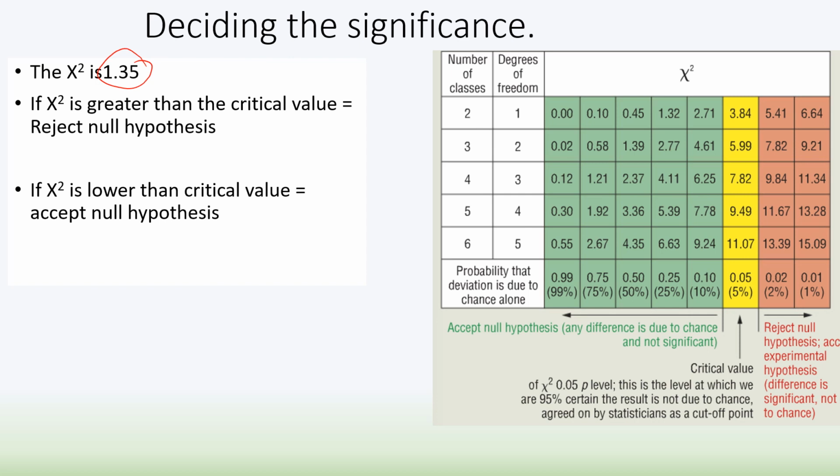Now what I do here is look for a critical value at 5%, which means we're 95% certain our data is correct. If my number is lower than these critical values, I can accept this data. I had 4 different groups, my 4 different categories, which means I have 3 degrees of freedom, which means my data needs to be lower than that number there, which it is. And that means I can accept my null hypothesis that any differences between the observed data and the expected data are only due to chance alone.